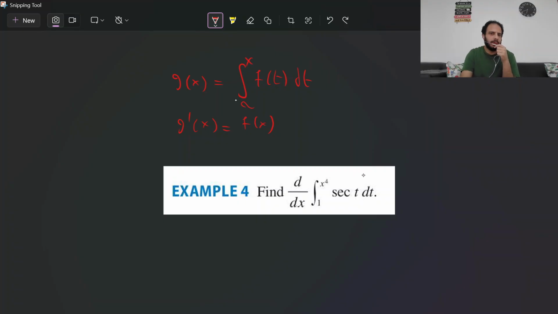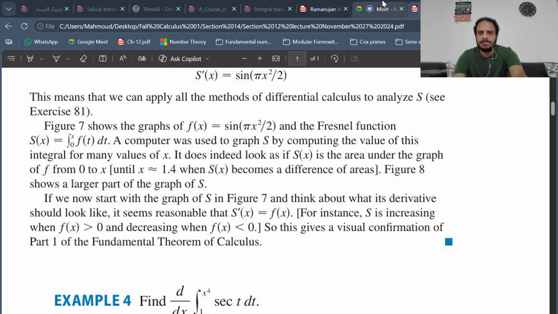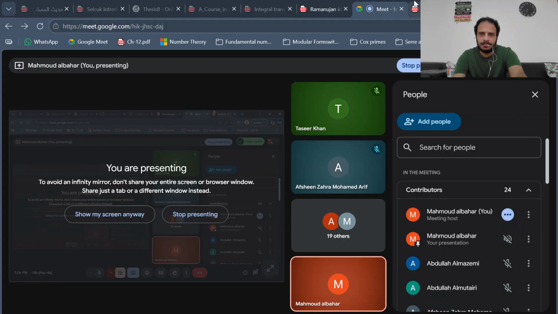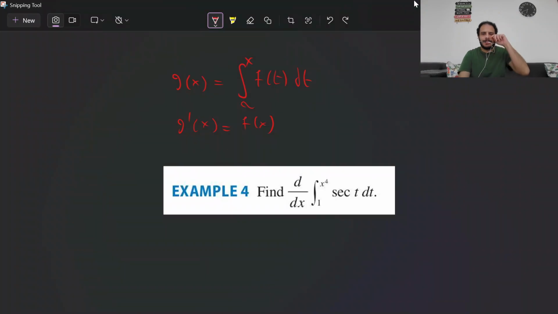Before that, here the input is x, right? Where is the input here? The input here is x, the upper limit of the integral, right? Good. So this is the idea. When you write the integral from a to the variable x, this upper limit is the input, because x is changing.